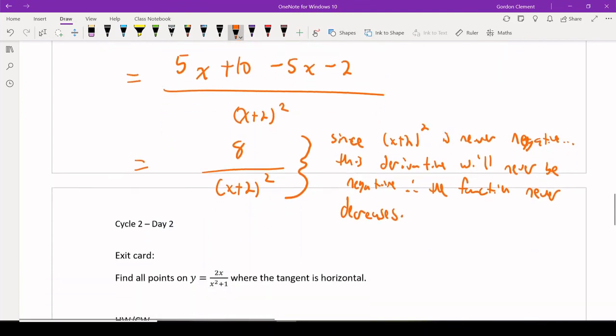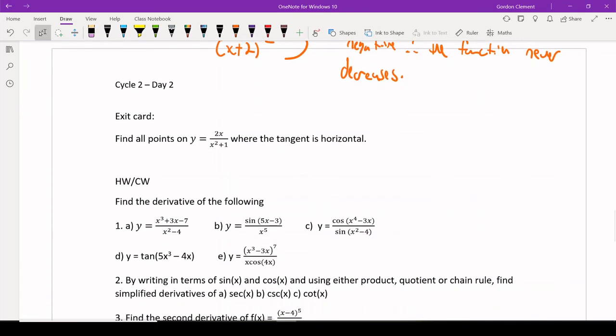All right. I think that's all. So you can take a stab at this exit card. We'll take it up when you get to class. Find all points where that function has a horizontal tangent. And then the practice work below you can work on in class as well when I see you there.